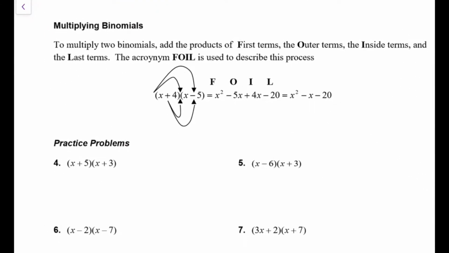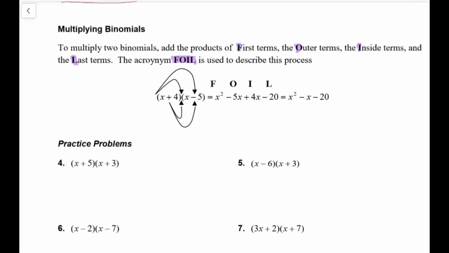Now, there's something called foiling. Foiling is a way to multiply two binomials together. What FOIL stands for is first, outside, inside, last. We times the first two terms together, then the outside two terms together, then the inside two terms together, and then the last two terms together.